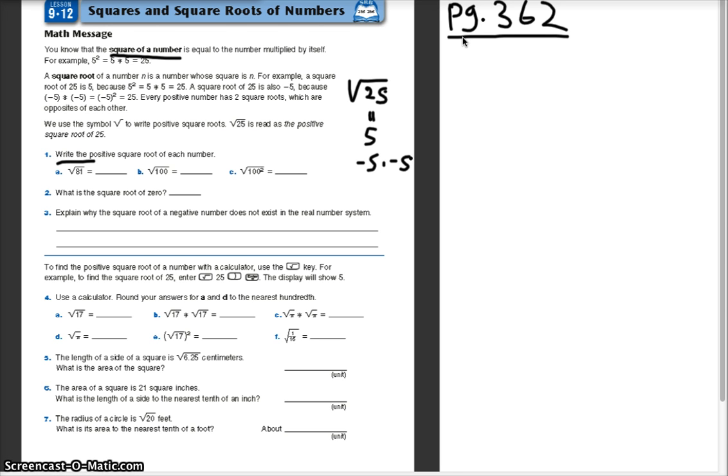So it says write the positive square root of each number. So 81, what times itself will equal 81? Well, hopefully you got your multiplication tables down pretty well, and I know you guys do. That would be 9. 9 times 9. Okay, I believe that you guys can figure the rest of this out. You've got instructions right here to solve, and if you have any questions about using the square root function on your calculators, please ask a friend or ask me for help.